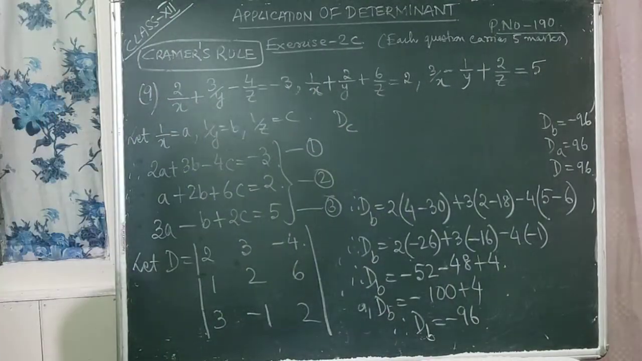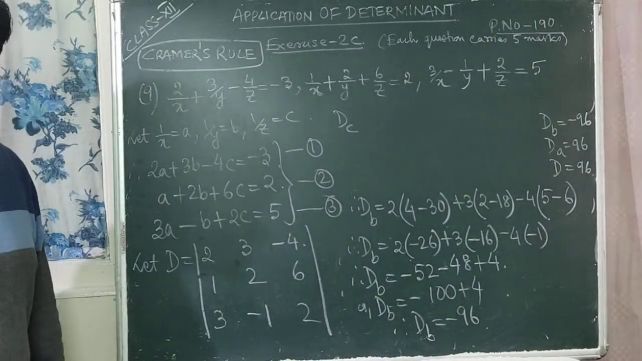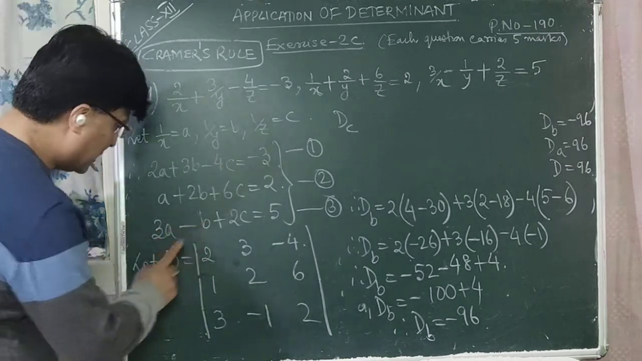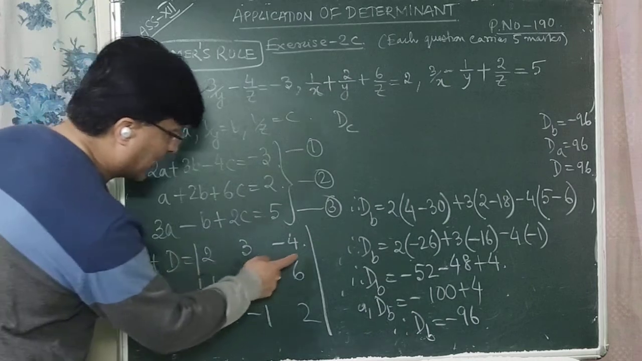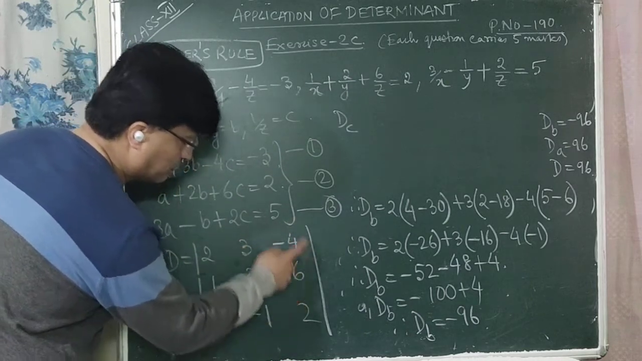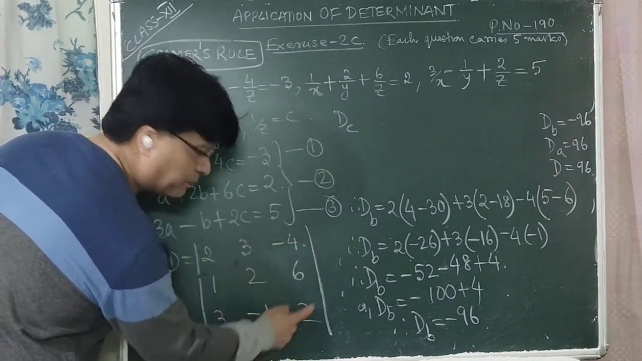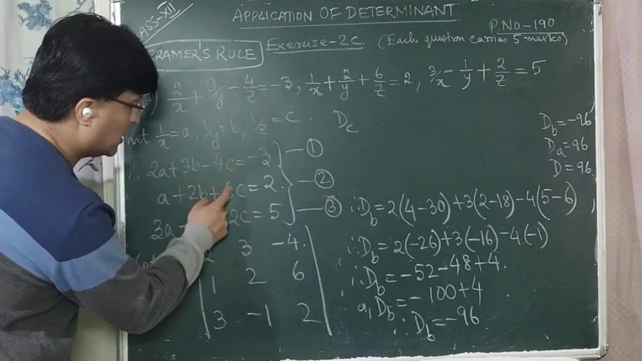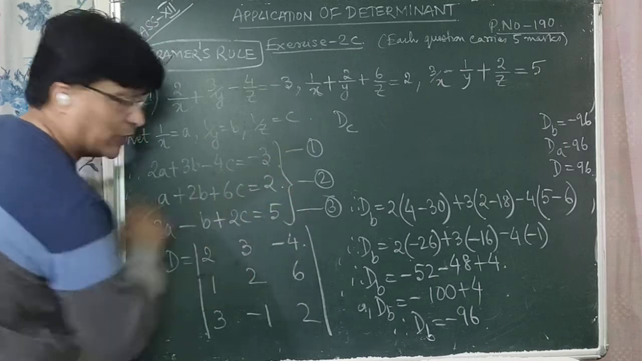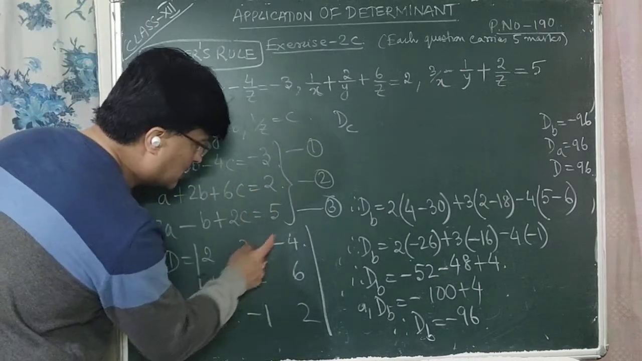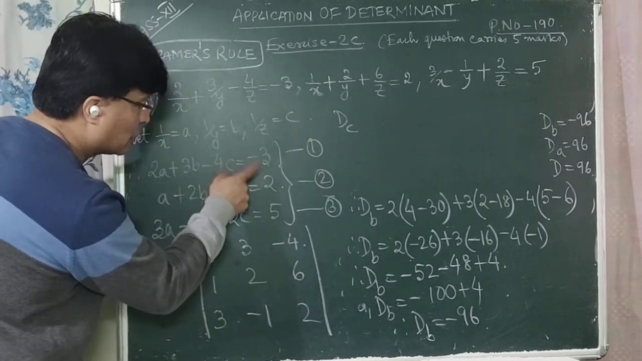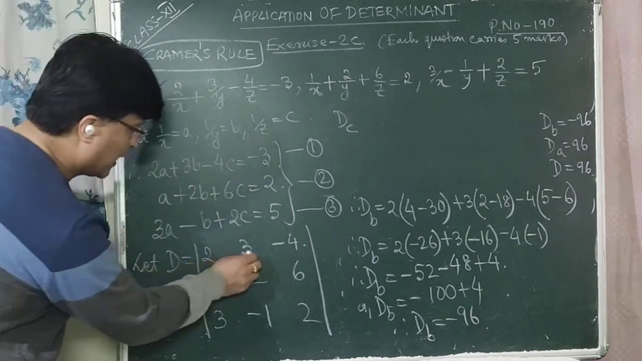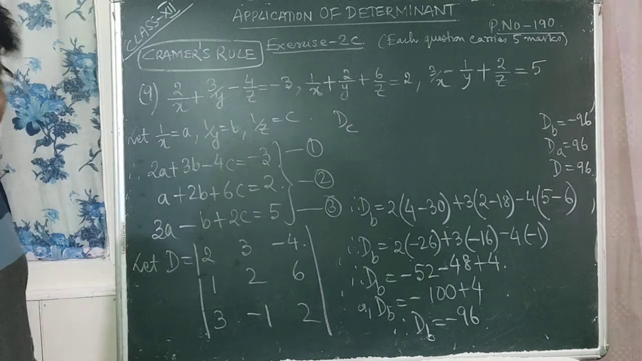So now let us find out the determinant DC, right? So how can you find it? So now in case of this determinant D, you know that this third column, that is the elements are there. These are the coefficients of C in these three equations 1, 2, 3. Okay. Now this third column will be replaced by what? Constant, that is minus 3, 2, 5. So first column and the second column remain same.